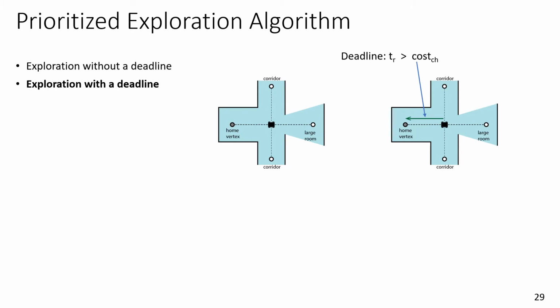To explain the second part of the prioritized exploration algorithm, the exploration with a deadline, we will illustrate with a simple example. The time remaining for the robot to explore the environment after the deadline is imposed is TR. If this time TR is longer than the time for the robot to travel from the current vertex to the home vertex, the robot may be able to visit other vertices before returning to the home vertex.